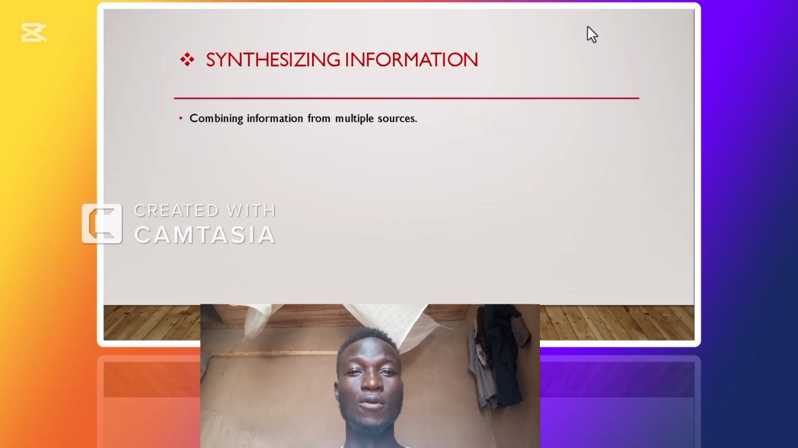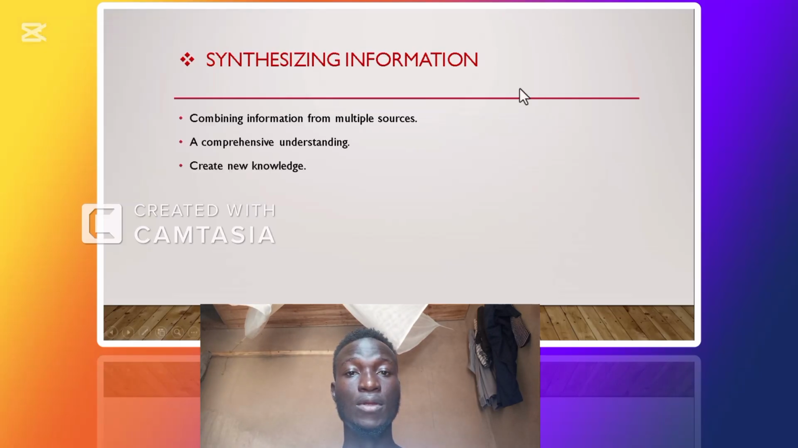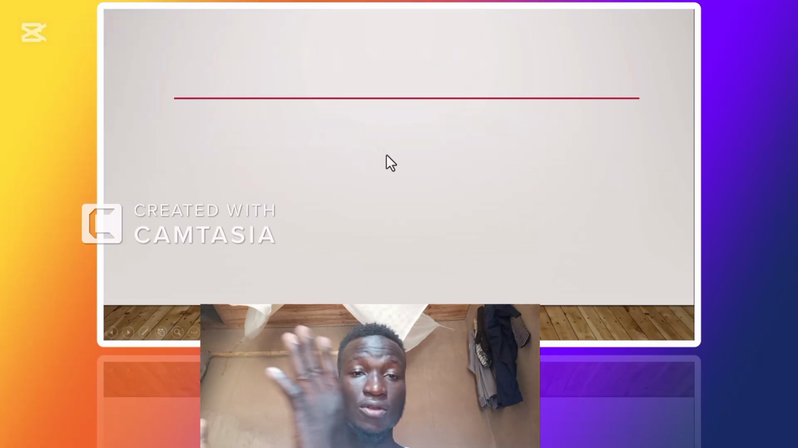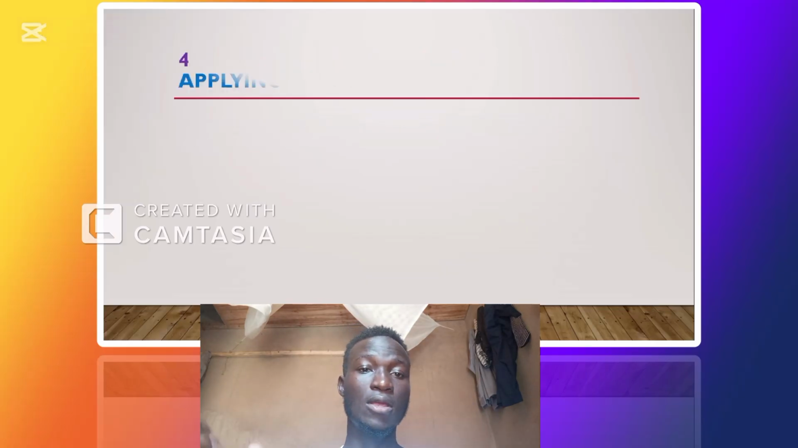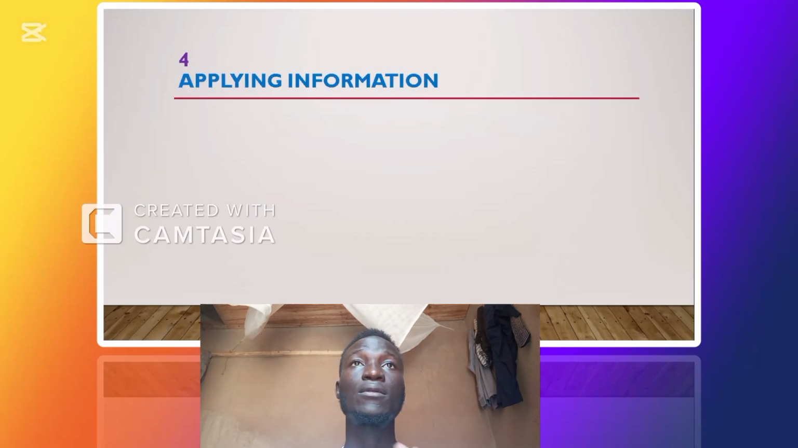Yes. So after doing your research from different sources, you combine them to make one. And then the next thing is comprehensive understanding. What you've done your research about, you need to understand. And then the next one is to create new knowledge using the knowledge you've got from the research. Create your own. That is what is meant by creating new knowledge. It is just being innovative. You use the previous work to make your own.